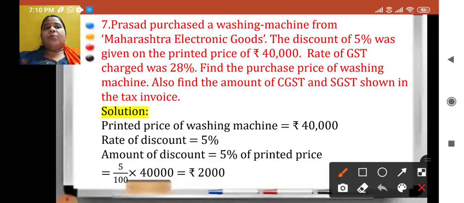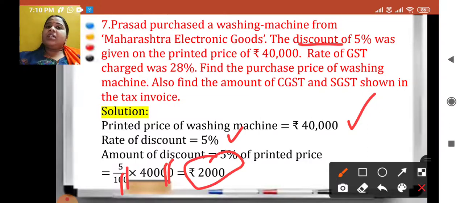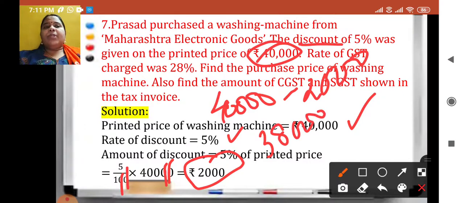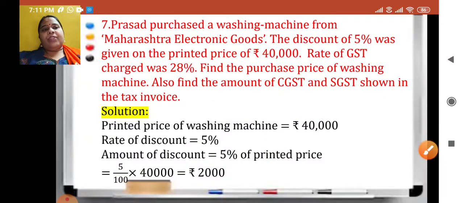So let us find out how much discount is given. It is told that the shopkeeper will give him 5% discount. So the printed price of the washing machine is 40,000. Rate of discount is 5%. So the amount of discount will be 5% of 40,000. When I calculate this, cancel this, 4 5s are 20, 2,000. 2,000 is the discount that will be given on 40,000. So what is the price of that machine then? Printed price 40,000 minus this 2,000. Correct? So how much? 38,000. This will be the price of that washing machine, the taxable amount.